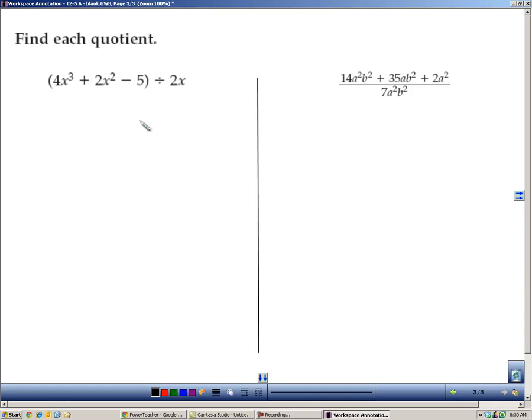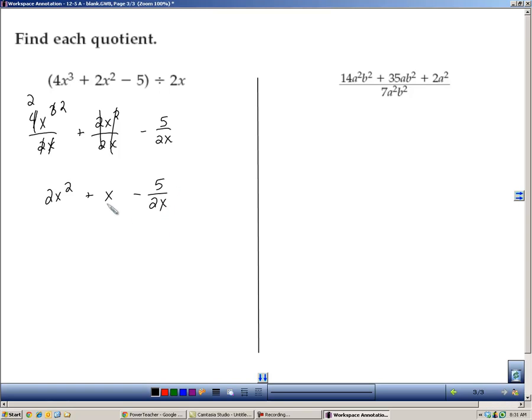Last couple of examples, you might want to pause them and try them for yourselves. So we'll separate and divide each term by 2x. 2 goes into 4 twice. One of the x's will cancel, so a 2x squared. 2, one of the x's, leaving me with just an x.